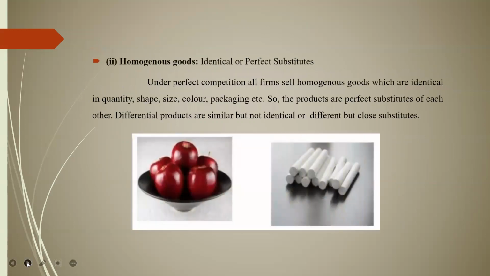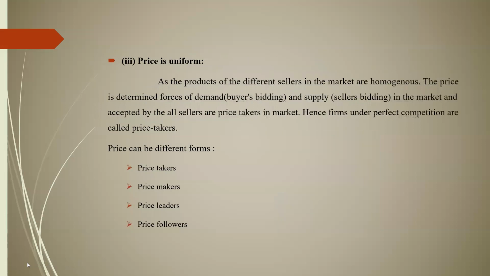While coming to the second feature, homogeneous goods. All firms sell homogeneous goods which are identical in quantity, shape, size, color, packaging, etc. So products are perfect substitutes of each other. And in differentiated products, the products are also similar but not identical, but close substitutes.